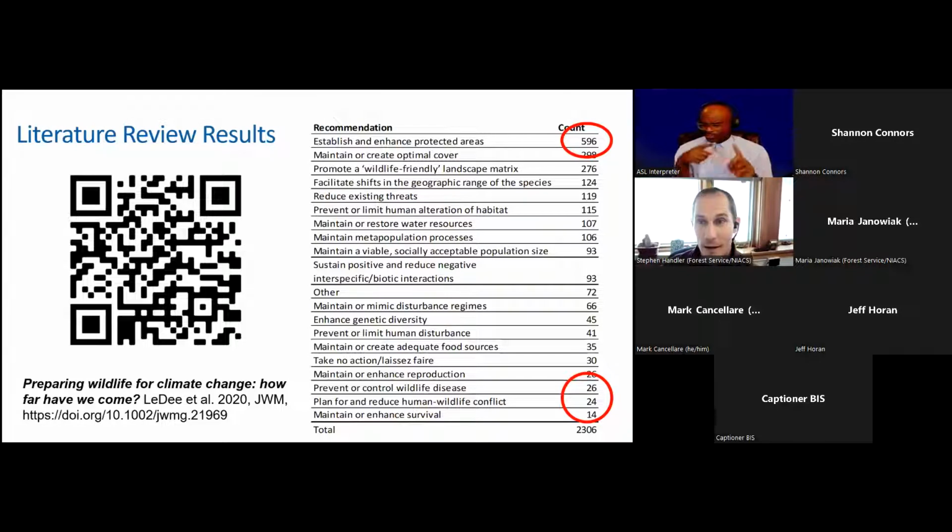So you see here a breakdown of the management recommendations for wildlife management and climate adaptation that we extracted from the literature. Of the 2,300 distinct recommendations, almost 600 of them dealt with protected area management. Protected areas, protected areas, protected areas. That's most of what wildlife managers find when they go into the literature and ask, how can I adapt to climate change? And that's great, but it's certainly not the only game in town, and it's certainly well beyond the decision space of most land managers.